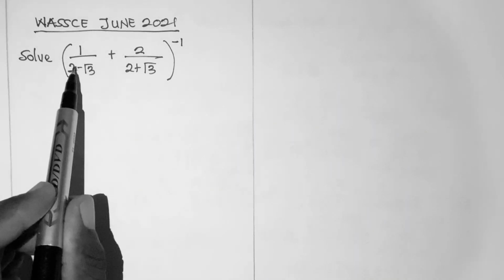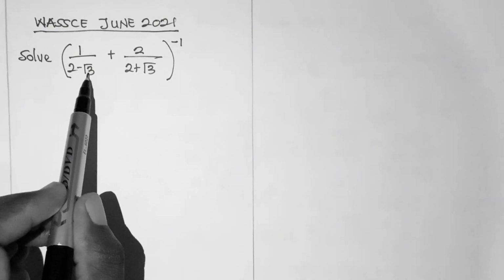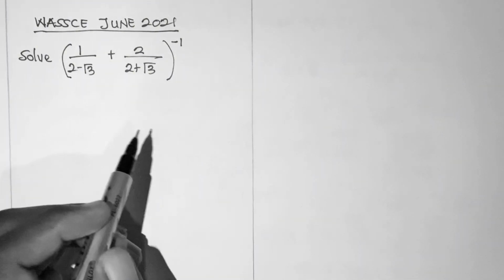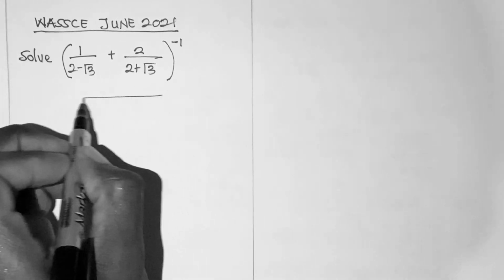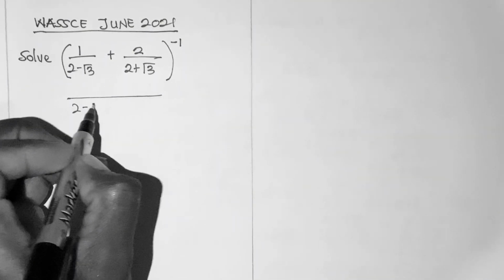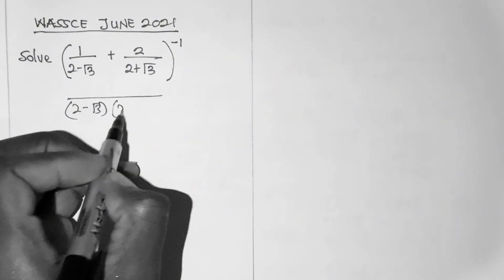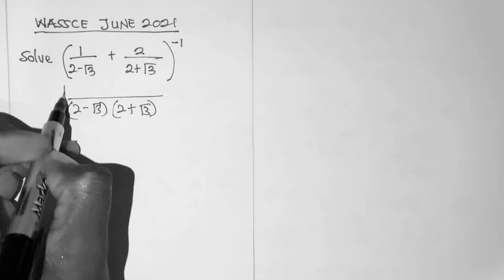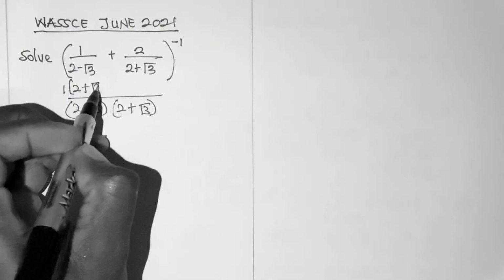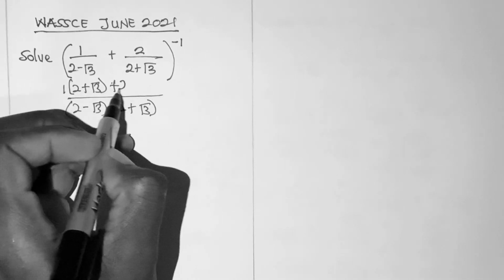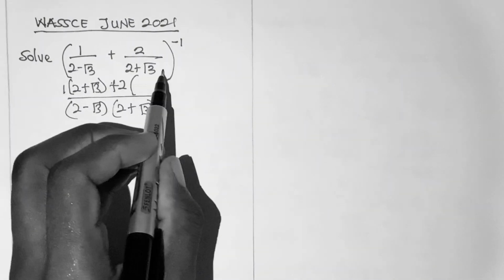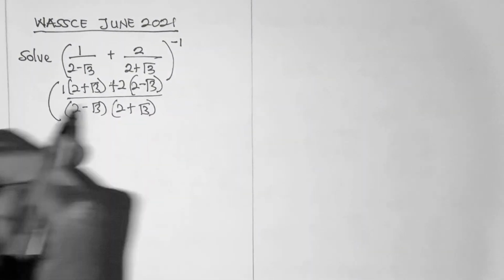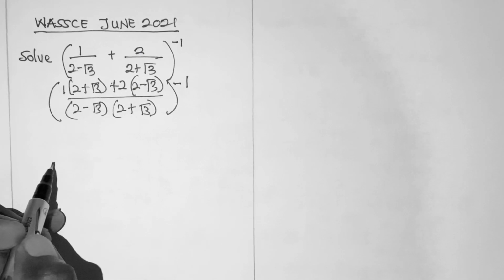Solve the bracket 1 over 2 minus root 3 plus 2 over 2 plus root 3, all to the exponent minus 1. So the prudent thing to do is to find the LCM. The LCM is 2 minus root 3 times 2 plus root 3. So you see that here is 2 minus root 3, it means that 1 will multiply 2 plus root 3, then plus 2 times, now here is 2 plus root 3, it means that 2 multiplies 2 minus root 3. Then we need to bring back the bracket exponent minus 1.